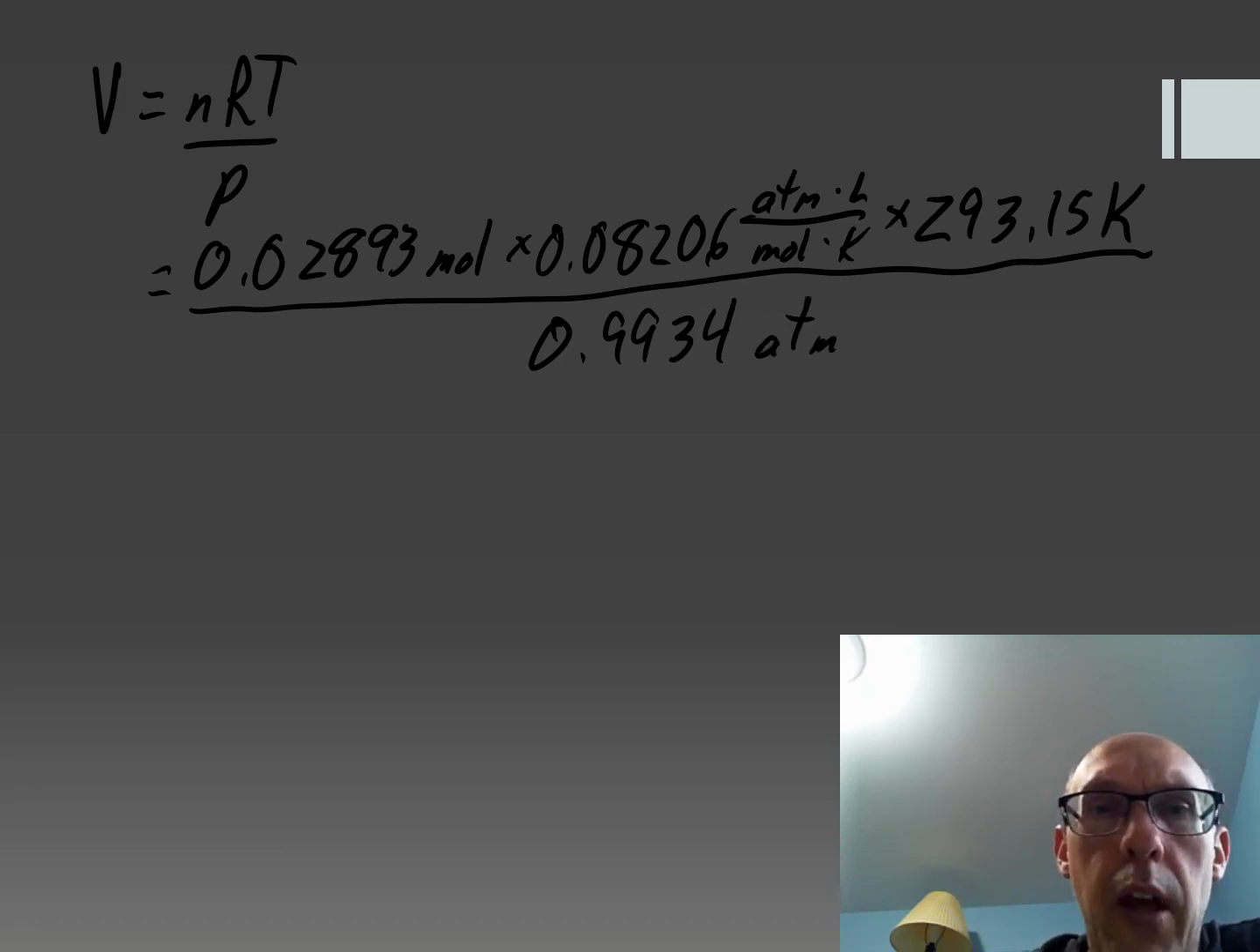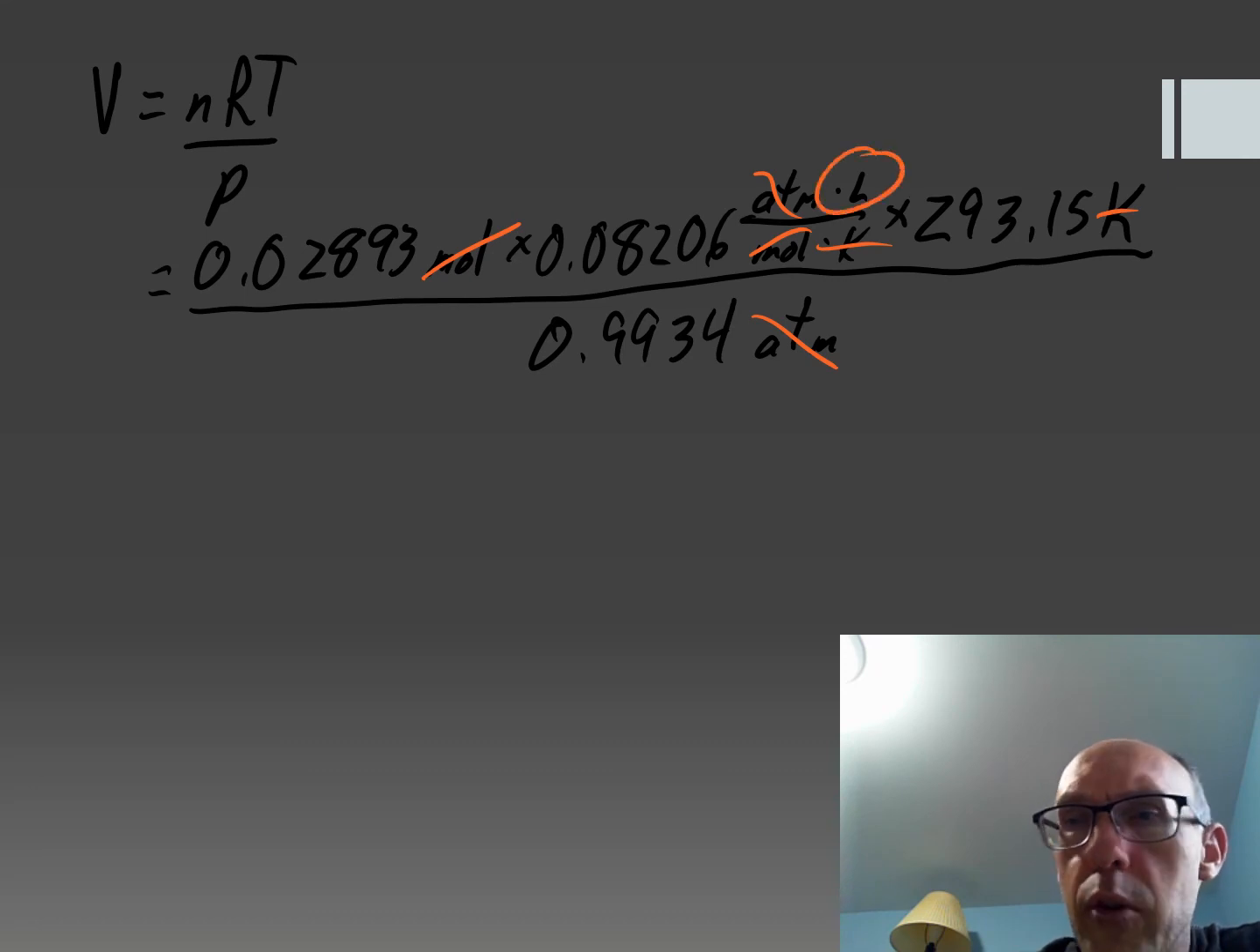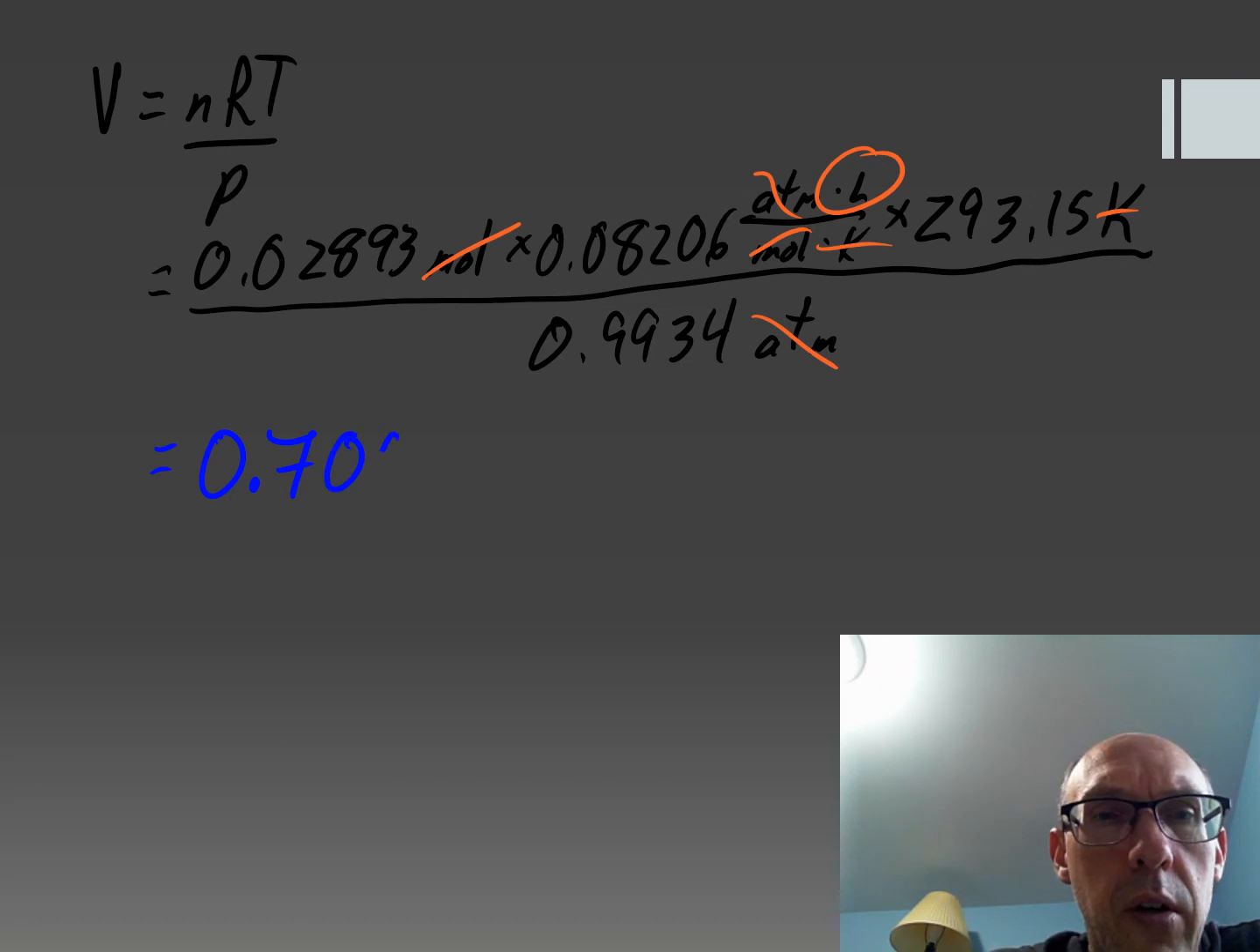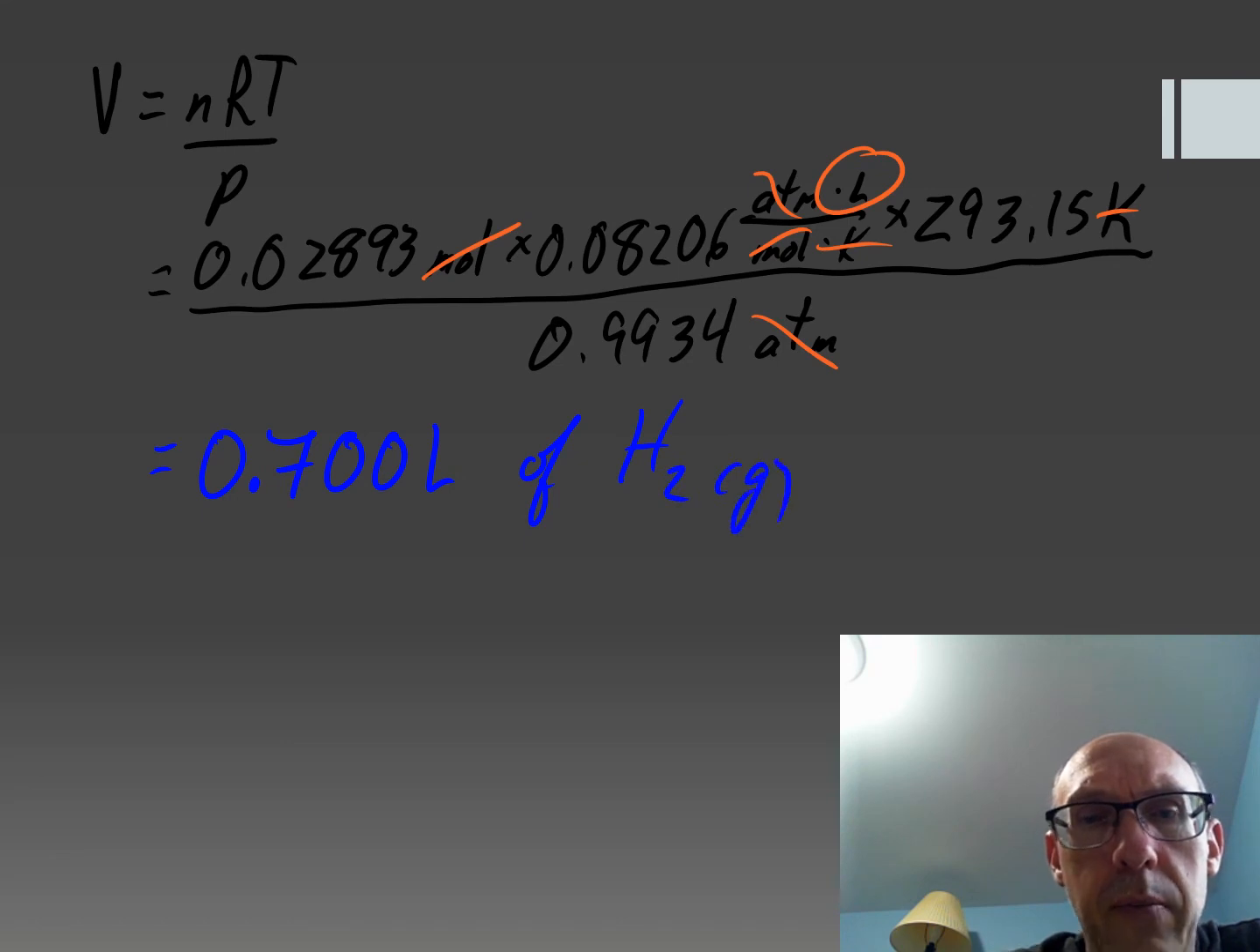Check to make sure everything cancels. Moles and inverse moles, atmospheres and atmospheres, Kelvin and Kelvin. Leaves us with liters, which is what we expect. And when we do all the calculations, and we have to round this to 3 significant figures because of the mass of the sodium, we get 0.700 liters of H2 gas.